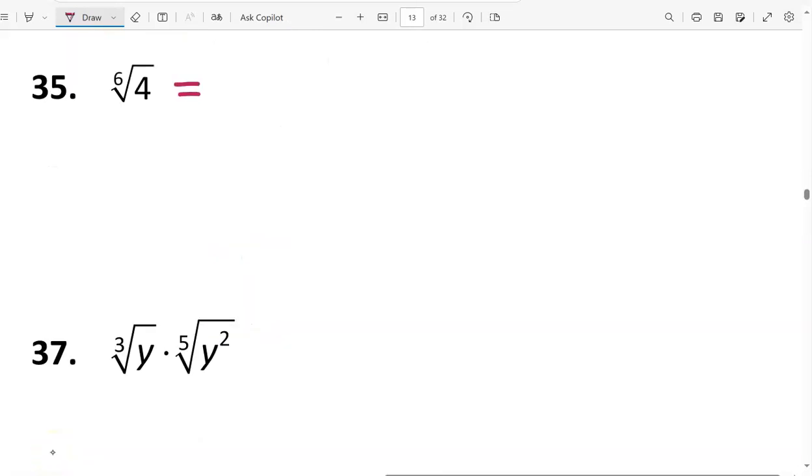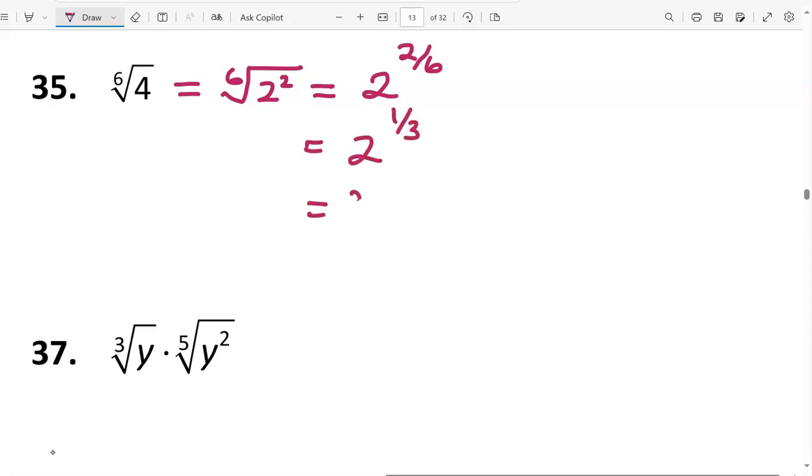In 35, we have the 6th root of 4. That can be rewritten as the 6th root of 2 squared. Now using rational exponents, that's 2 to the 2/6, which reduces to 2 to the 1/3, and that is the cube root of 2 when we put it back in radical form.